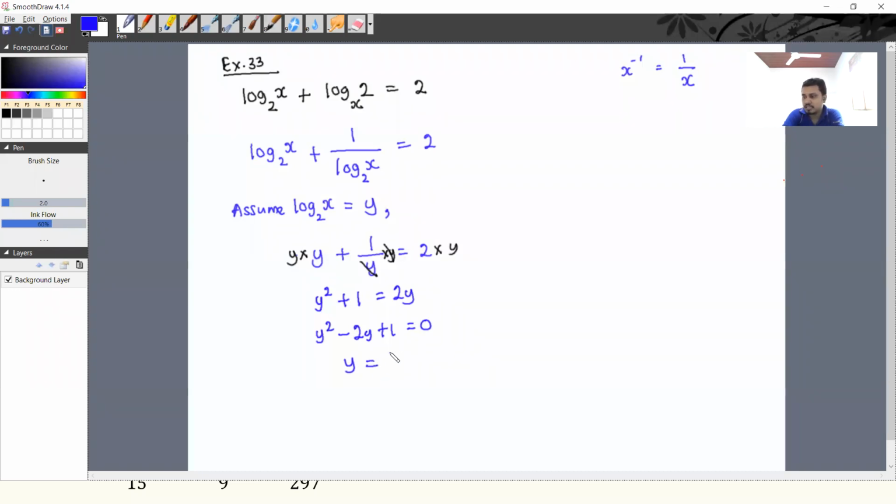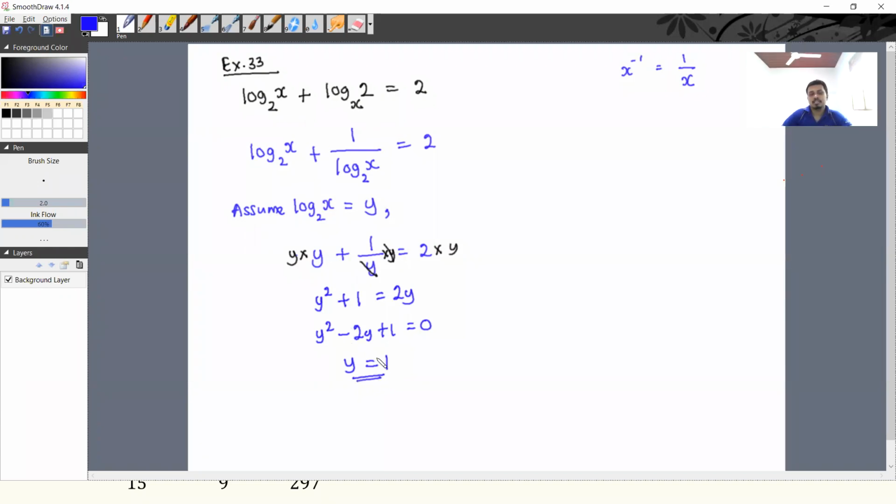Now solve this quadratic equation and tell me what should be the value of y. What should be the value of y? Using the calculator you can solve. Go to the equation mode. There are 2 degrees. A value is 1, B value is minus 2, C value is 1. Yes, the value of y should be equal to 1.